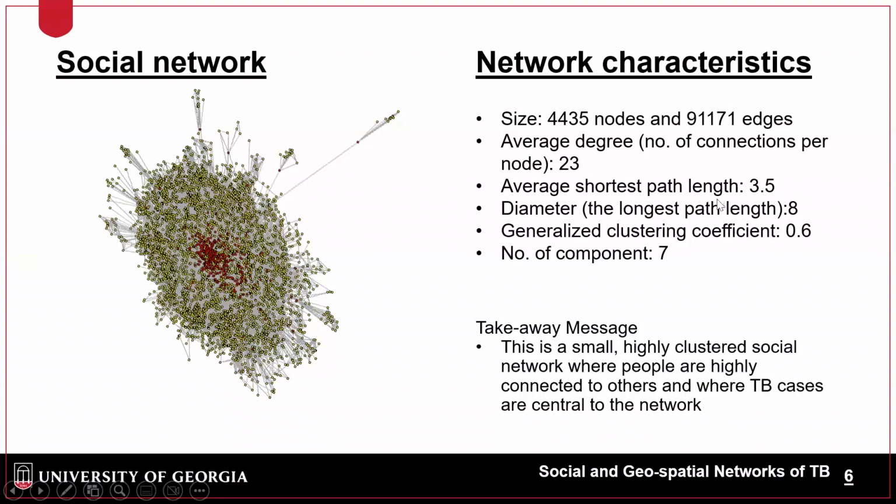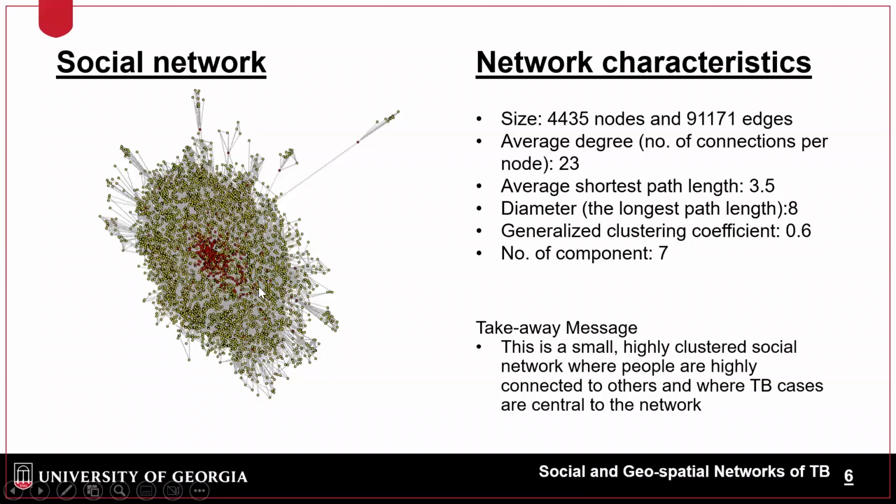The average shortest path length is 3.5. It measures how close two people are in the network. The diameter represents the largest path in the network. The average shortest path length and diameter tell you how large the network is. The clustering coefficient is 0.6, which is high and indicates that many nodes are clustering together. Finally, the number of components is 7. A component is a group of connected nodes that are not connected to the larger graph.